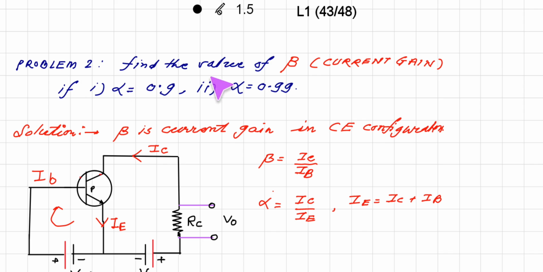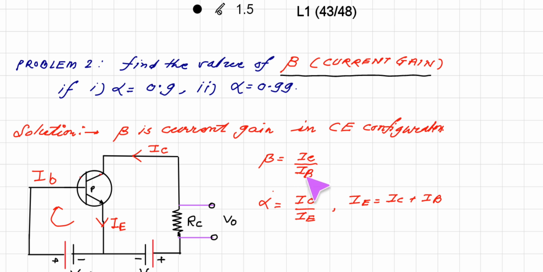So second problem, find the value of beta. That is, note down, it is a current gain beta if alpha is equal to 0.9 and second alpha is equal to 0.99. So first important thing that we already saw the beta and alpha. Alpha is a current gain, that is output current IC divided by input current IE. That ratio is called as alpha. Beta is IC upon IB.